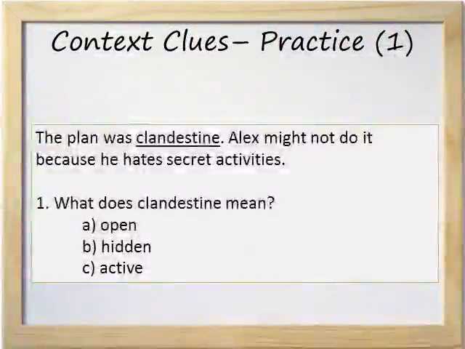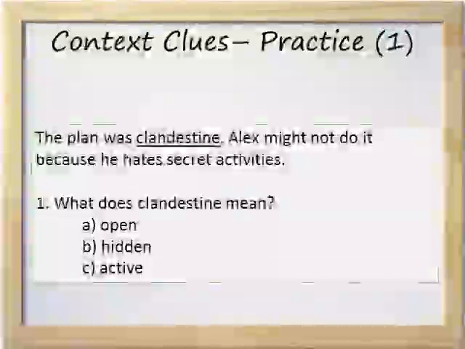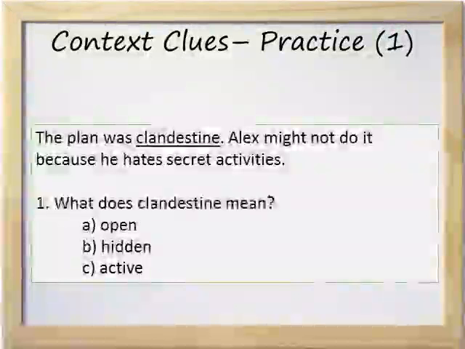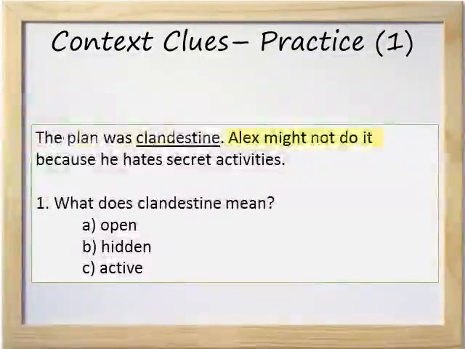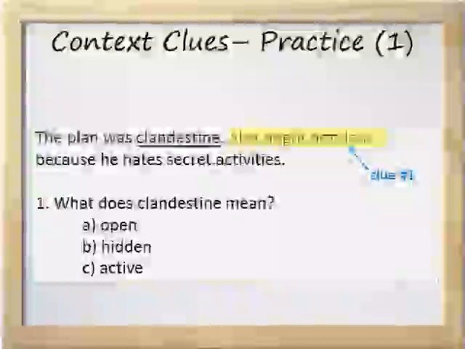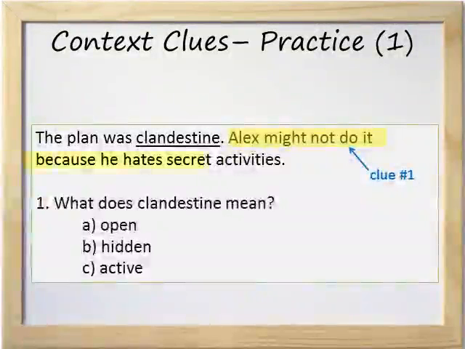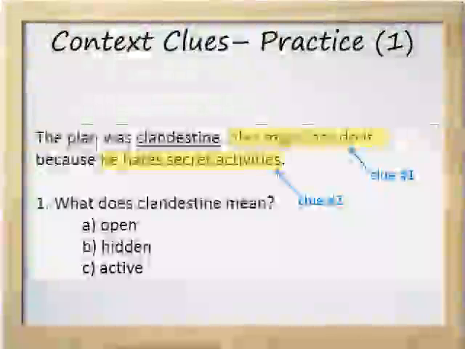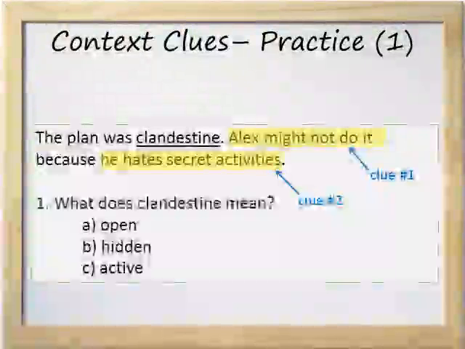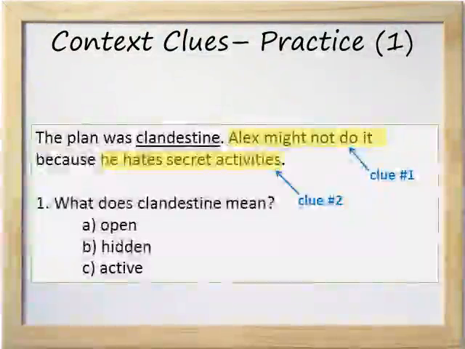Let's find the answer to this example together. There are two big clues in this context that help us understand the meaning of clandestine. Let's look at what they are. Clue 1. Alex might not do it. This means Alex might not do the plan that's clandestine. Here's the reason he might not do it. The reason he might not do the clandestine plan is because he hates secret activities.